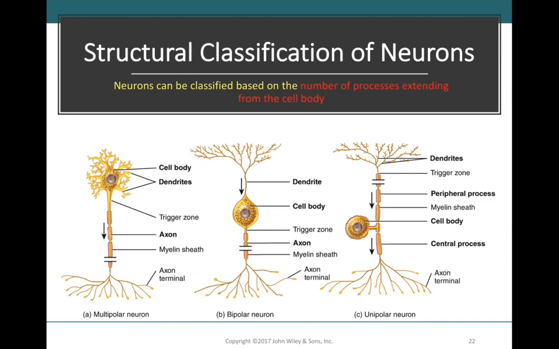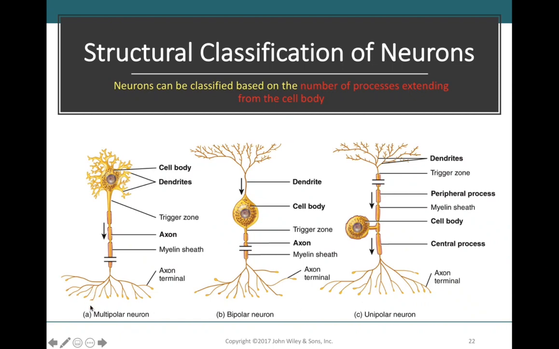So the structural classifications of our neurons is based on what we see at the neuron. What does the neuron look like? This is the same concept as we did with joints. What was present at the joint? What types of tissues were present at the joint? With our neurons, it's what does the neuron look like? So specifically with our structural classification of neurons, we use the number of processes that extend from the cell body to define our different neurons. So we have three types. We have the multipolar neurons, we have the bipolar neurons, and we have the unipolar neurons.